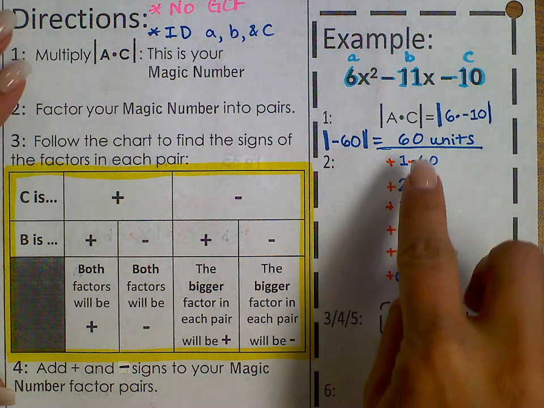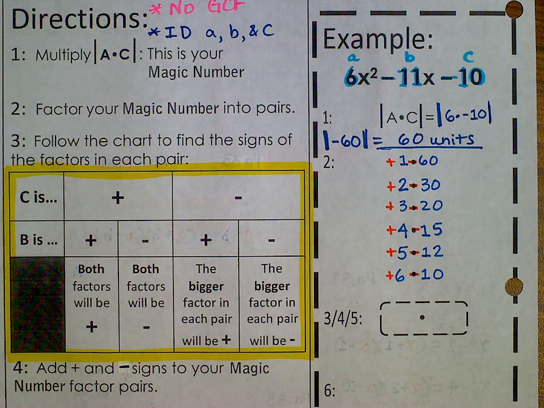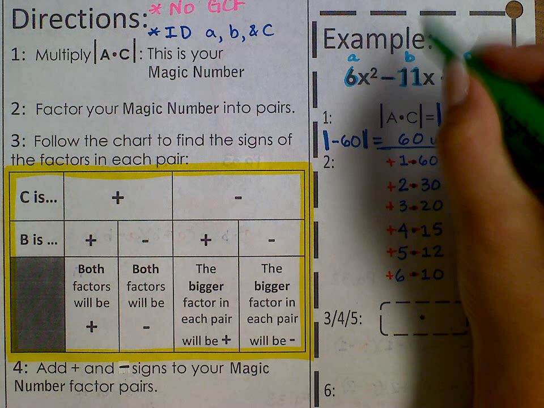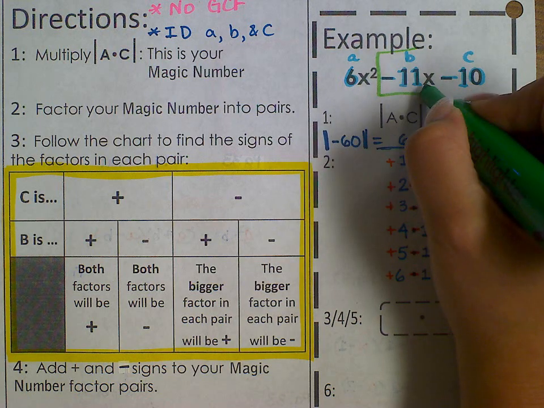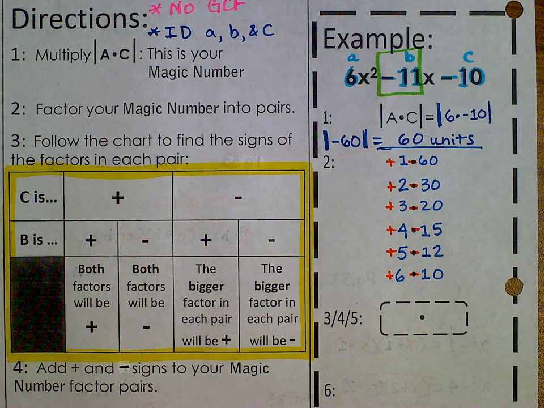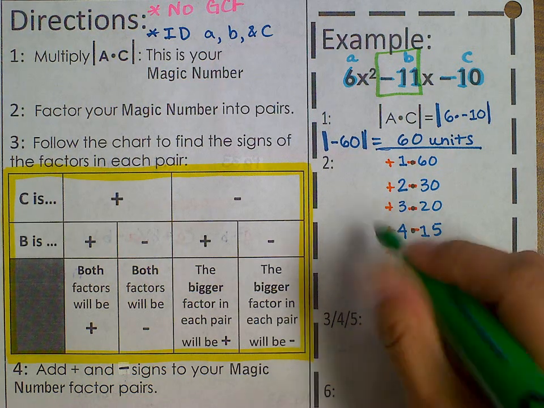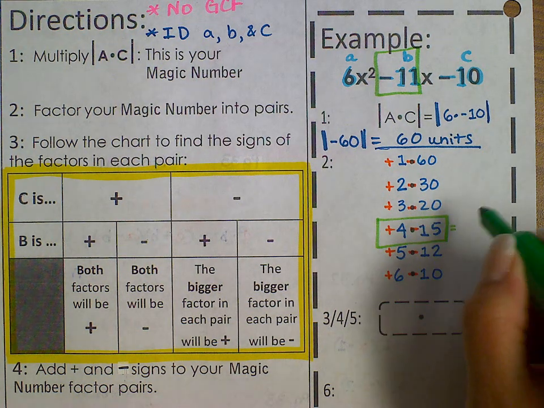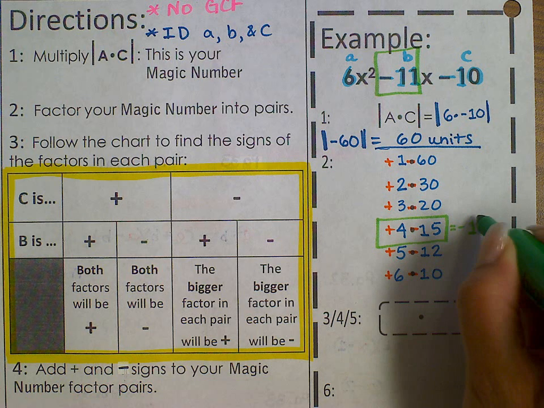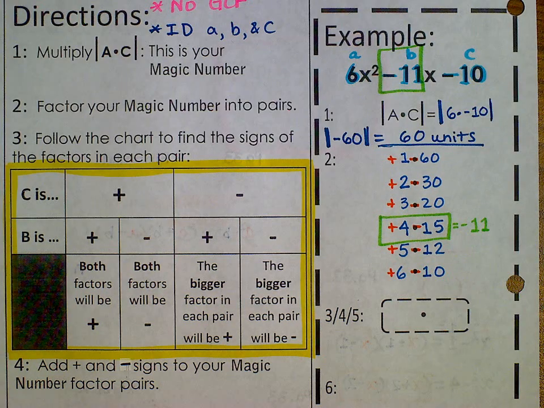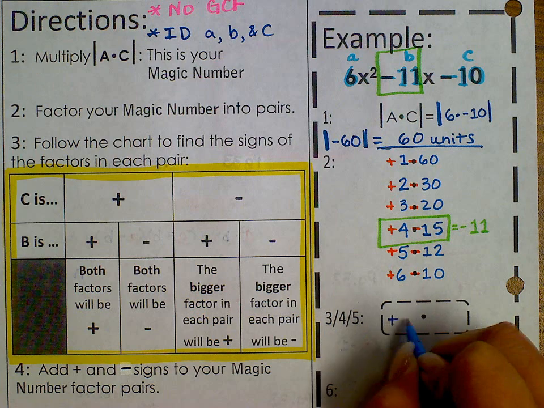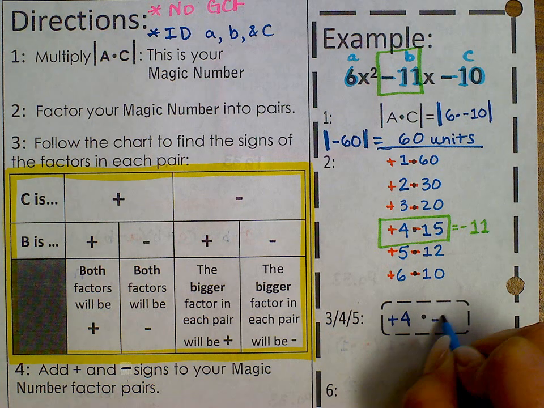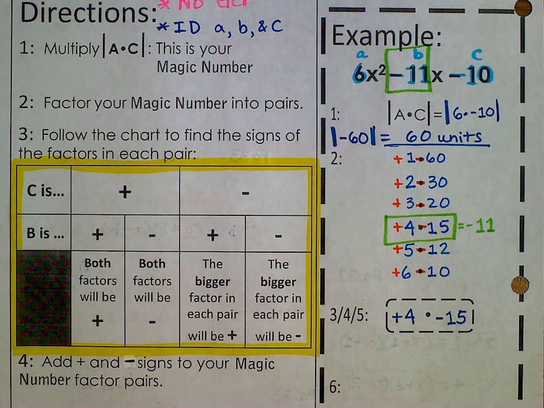Now, which of these are going to give me my B value? Just like last time, which of these number pairs are going to sum up to negative 11? Ooh, 4 and negative 15. 4 minus 15 equals negative 11. Perfect. So, I'm going to write positive 4 and negative 15 here. Those are my two numbers that are going to work out.